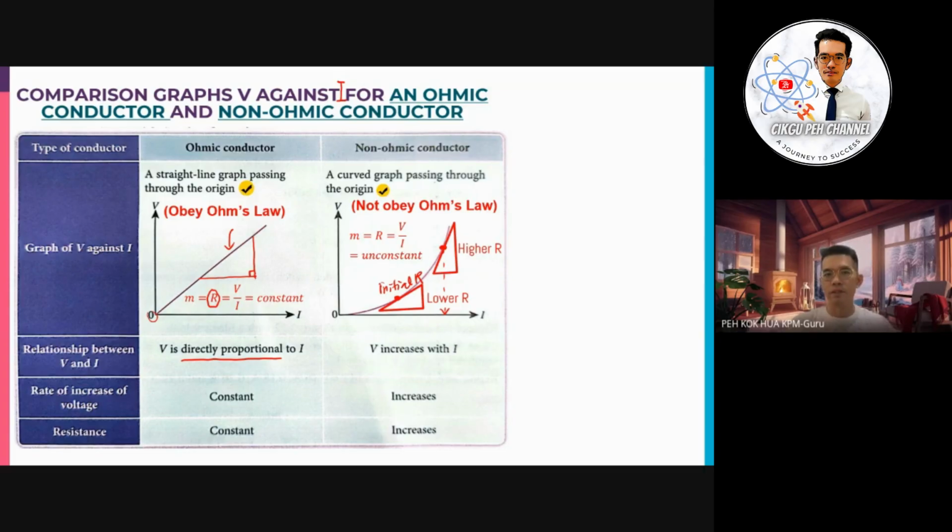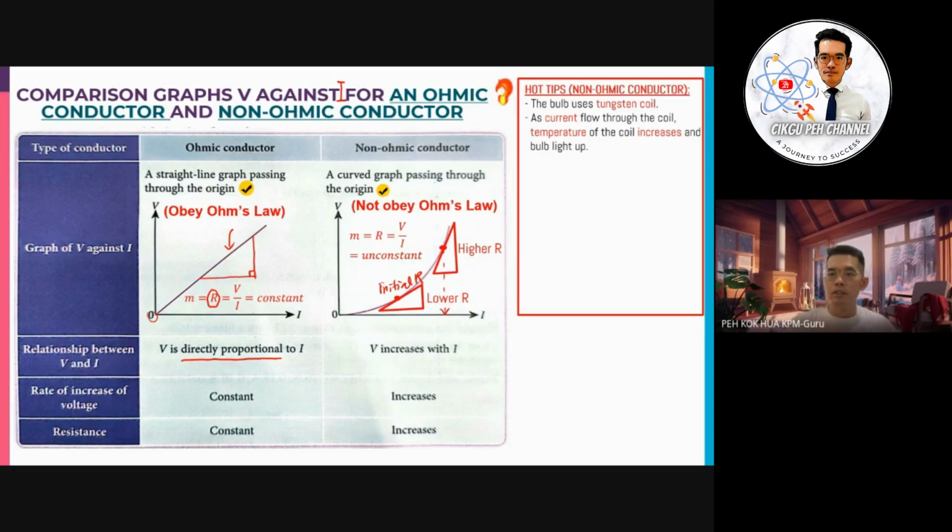The part I want to highlight in this experiment is the information regarding the non-ohmic conductor. In the experiment stated in the textbook, experiment 3.1, the bulb is used to show the characteristic of the non-ohmic conductor. The bulb actually uses a constantan coil to light up. The constantan coil is actually not a non-ohmic conductor, it is an ohmic conductor. But when the current flows through the tungsten coil, the temperature increases and causes the bulb to light up.